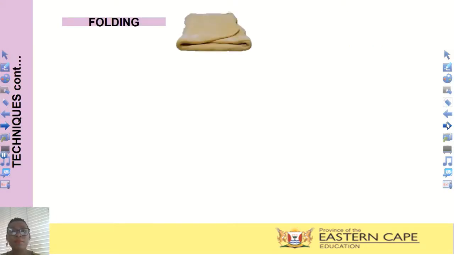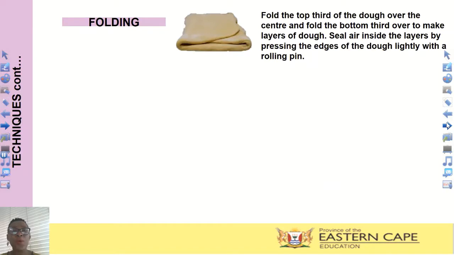Folding. Especially, this is for when you're making your puff pastry. You fold the top third of the dough over the center. Then you fold the bottom over to make layers of the dough. Now, it is important because this process means that you are sealing the air inside the layers, because you are pressing the edges of the dough, and you're also pressing them with your rolling pin, but you're pressing them lightly.